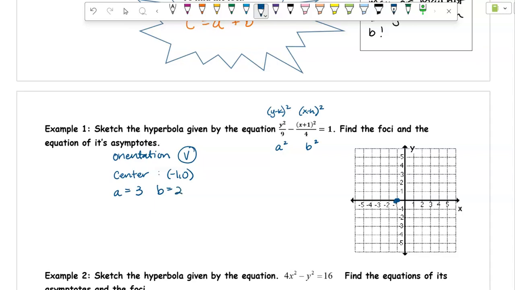Okay, so I can use that right now to go ahead and construct that rectangle that we're going to use to draw asymptotes. So since it's vertical, and since the a is under the y, I'm going to go vertically up 1, 2, 3, and then down 1, 2, 3. So these are my vertices. They're above and below center. And then we're going to make the endpoints of the conjugate axis. We're going to use our b value and go right 2 and left 2. And then we're going to sketch that rectangle. That rectangle is going to help us draw our asymptotes.